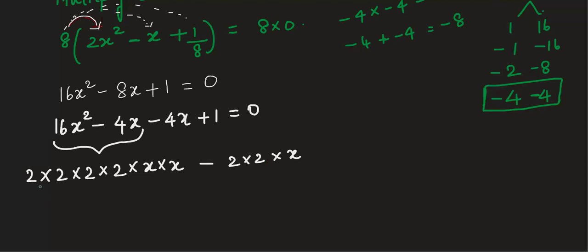So what is common here? So 2 is common. There are 2 2s. This is also common and there is 1x common. So if you notice, 2 2s are common and 1x is common. So write them. So basically 2 into 2 will be 4. So I can take 4x as common.